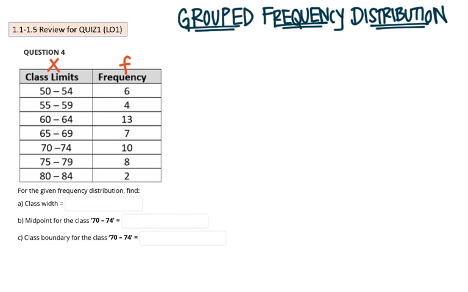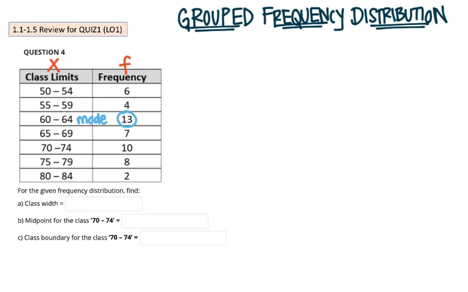One thing they didn't ask, but I'm just going to point out, the class with the biggest frequency, this one is going to be called the mode. Okay, it's the most popular range of data points, which was between 60 and 64.